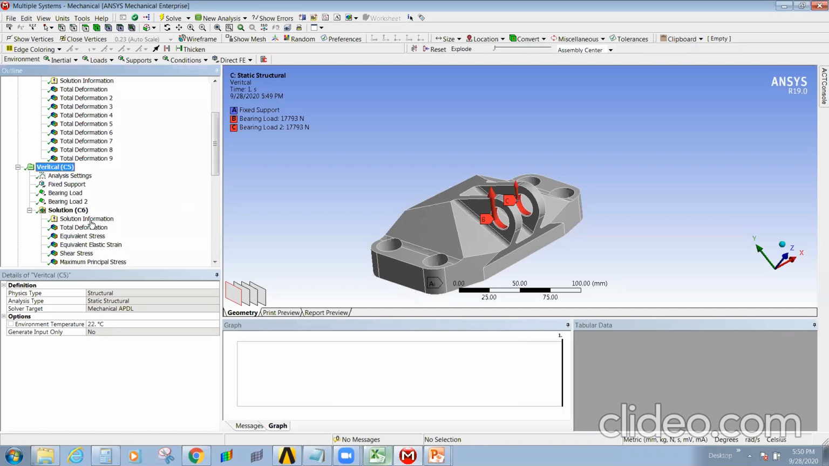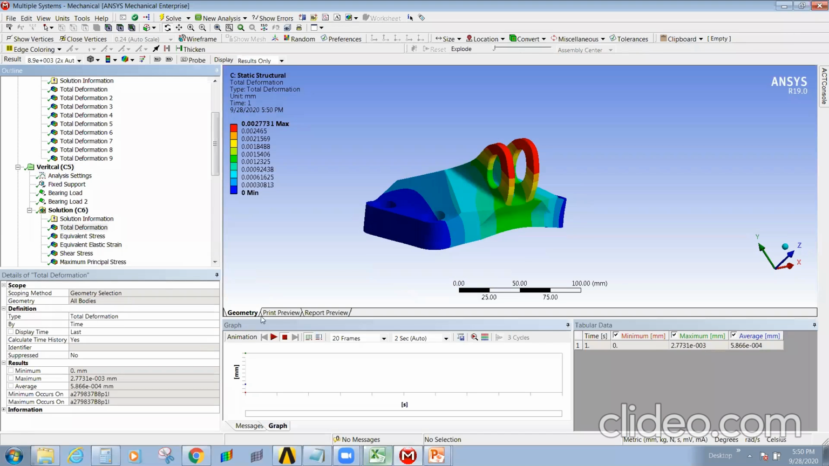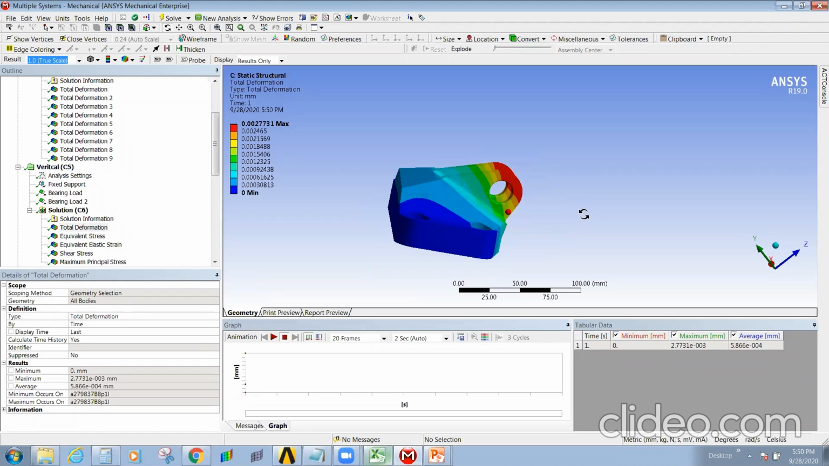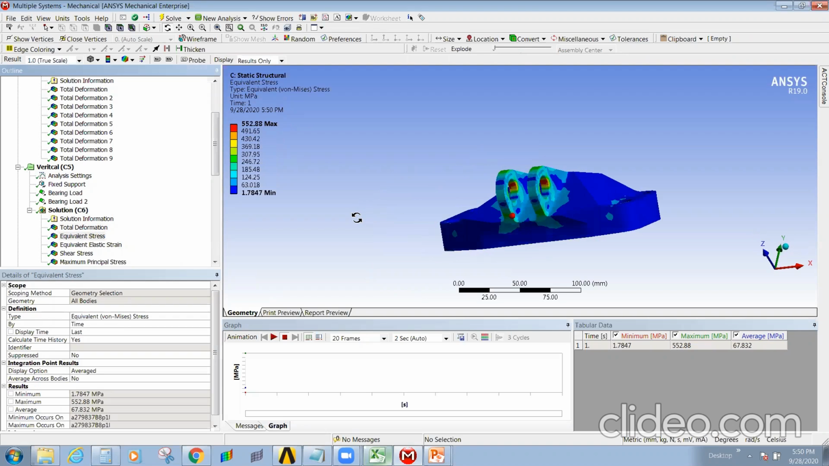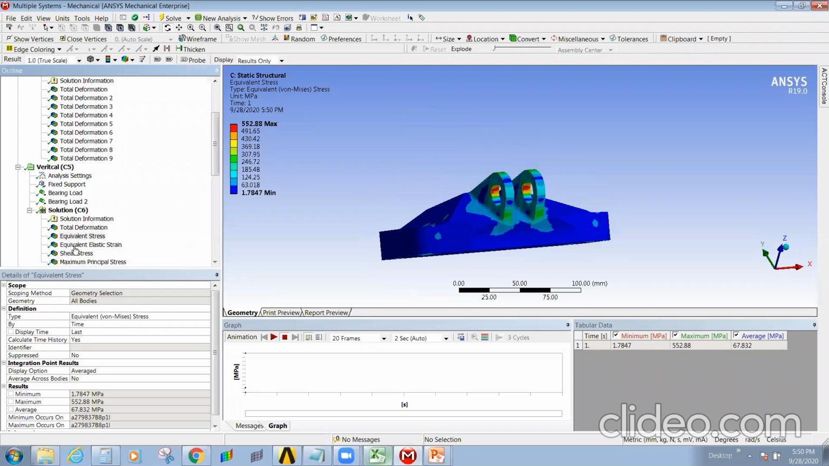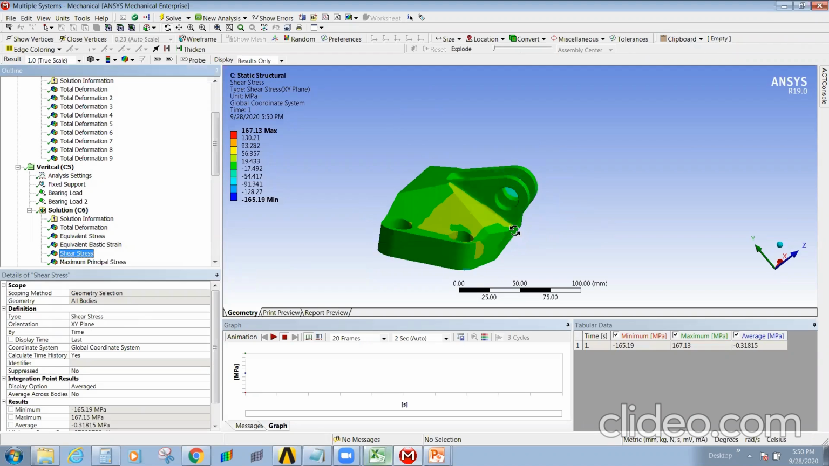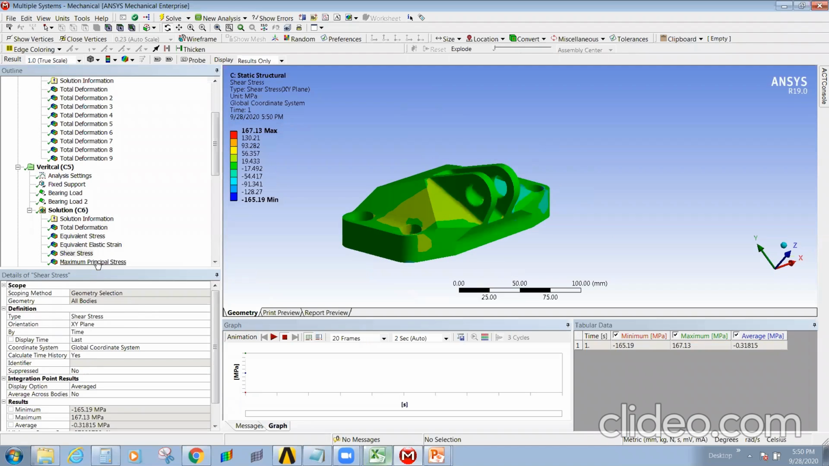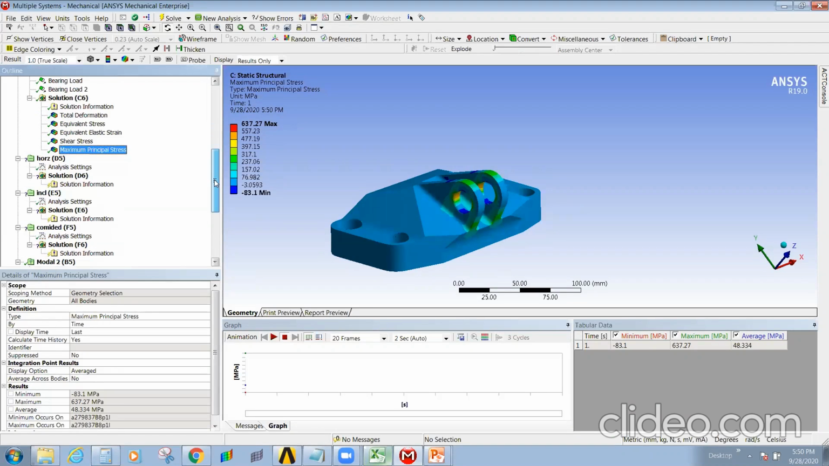Okay, so now you can visualize your displacement. I'll take this to a true scale, how much displacement it has been and how much equivalent stress it is. Where is your maximum stress? Where is your elastic strain value and your shear stress, maximum principal stress, all the things that have been calculated.